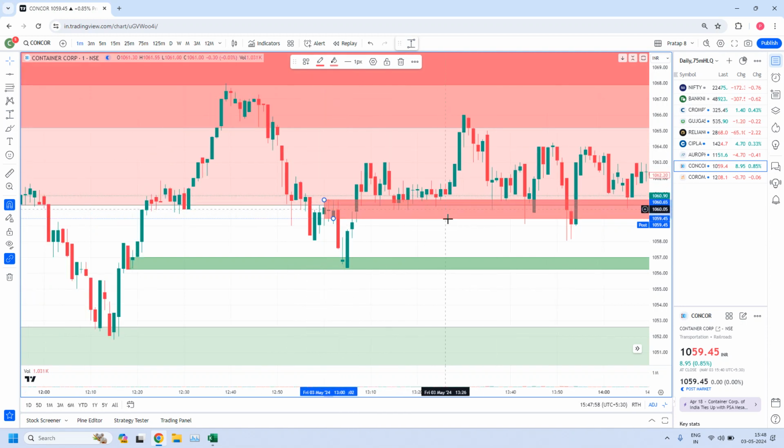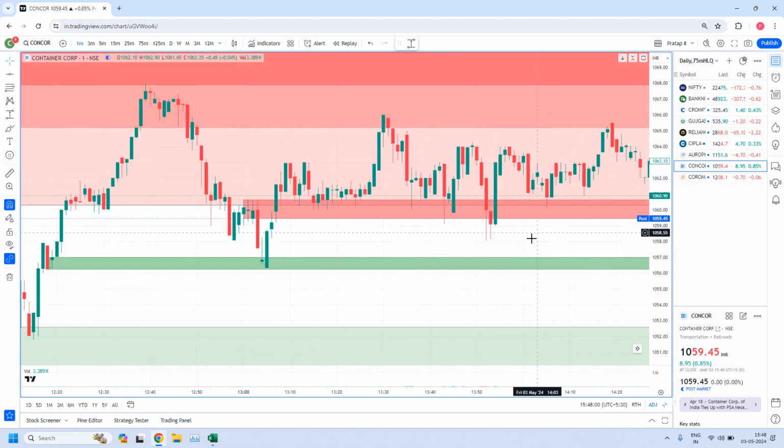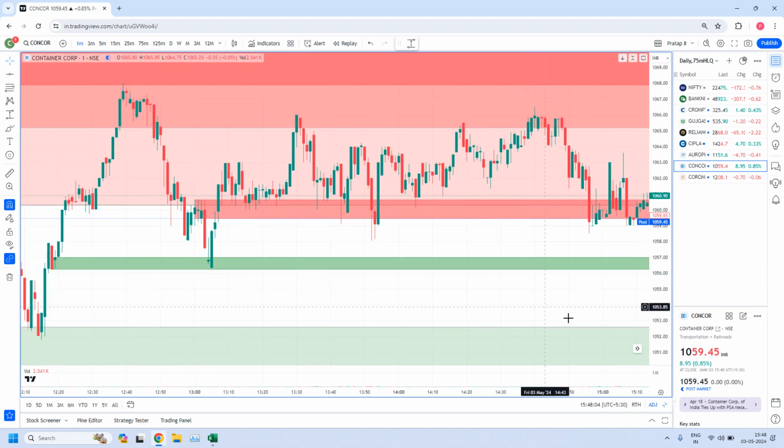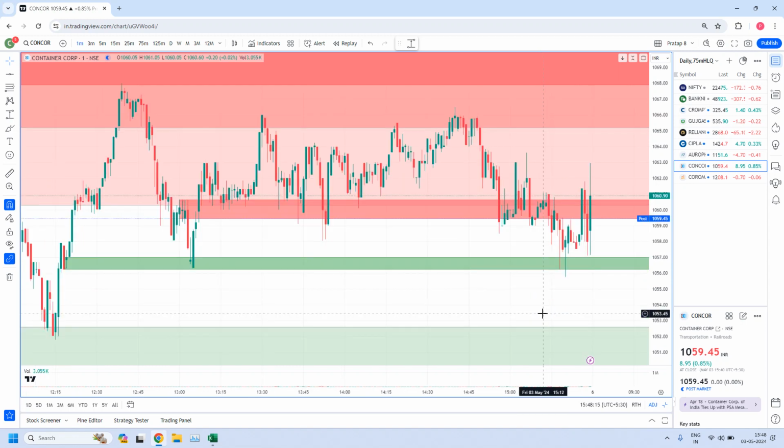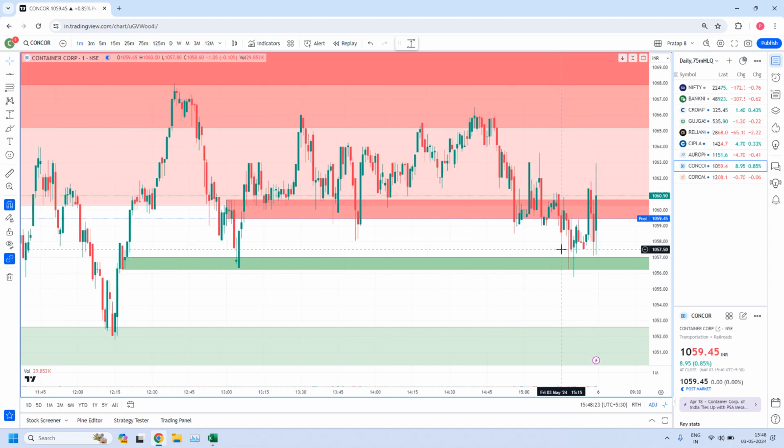See, after that what happened? It took a lot of time for prices to reach again, but they didn't reach this zone. When prices reached this zone, it was almost the closing hour of the market. At 3 o'clock 18 minutes, prices again reached this zone. Just slightly pierced, but they didn't go down. This was in the last 10 minutes of the trading closing session.